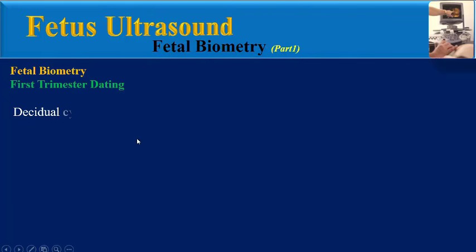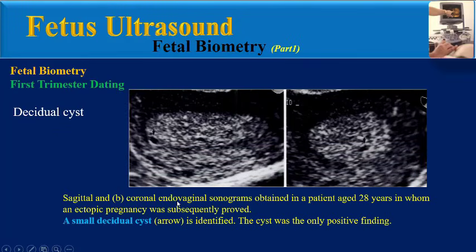And the final differential diagnosis is decidual cyst. This sagittal and coronal endovaginal sonogram was obtained in a patient aged 28 years in whom an ectopic pregnancy was subsequently proved. A small decidual cyst is identified, and the cyst was the only positive finding.